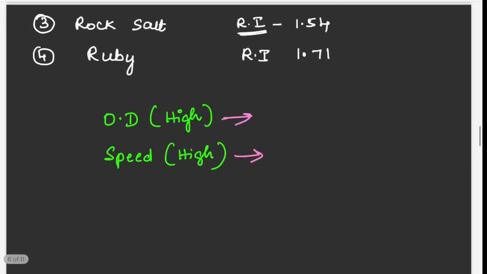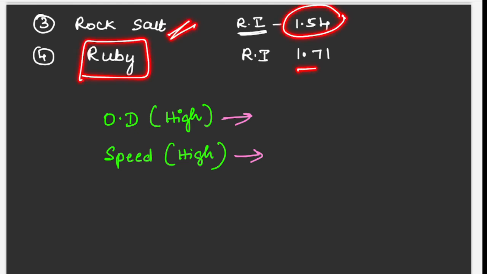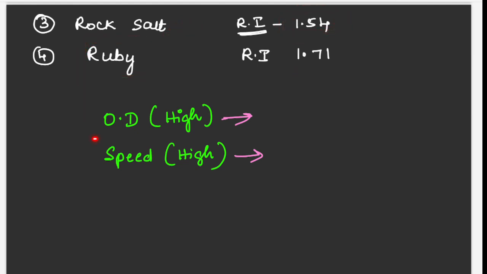Let us take one more example. Two mediums we have taken, rock salt and ruby. In rock salt, the refractive index is given as 1.54. In ruby, it is given as 1.71. Again, the first question is, in which medium will the optical density be high? If the refractive index value is more, then the optical density also will be high. See where the value is bigger. The bigger value you can see here is 1.71. Therefore here the optical density will be high. So I'll write, in ruby the optical density will be high.